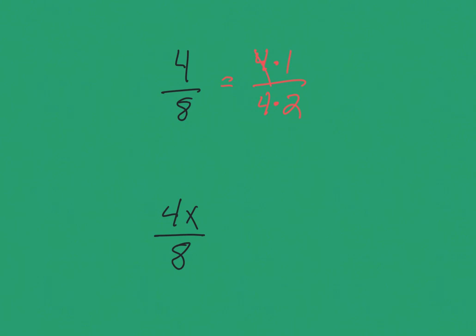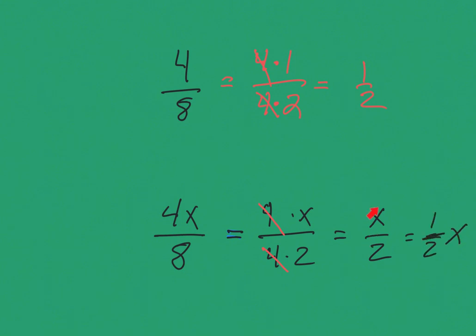The 4 divided by 4, leaving me with 1/2. Here we have 4 times x over 4 times 2. And again, multiplying and dividing are inverse operations. So if I'm only multiplying and only dividing, that's when I can reduce. 4 divided by 4 is 1, leaving me with x over 2. Another way to write that would be 1/2 x.